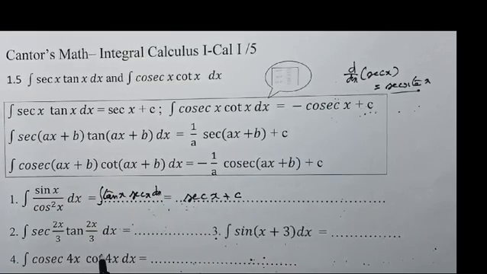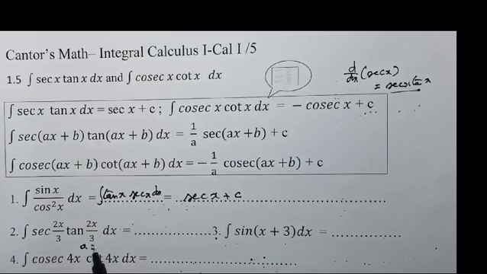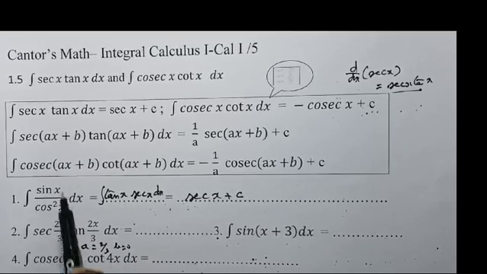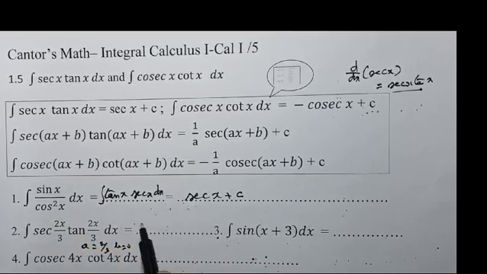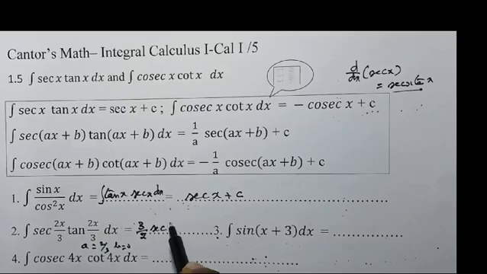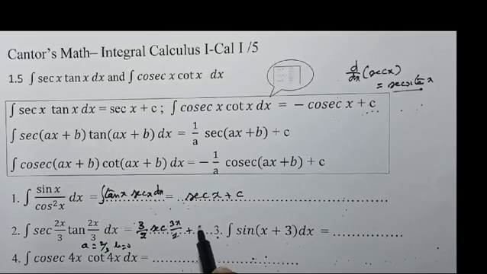Problem number 2. Here a equals 2 by 3 and b equals 0. Integral of secant of (ax plus b) into tan of (ax plus b) is 1 by a secant of (ax plus b). 1 by 2 by 3 is 3 by 2. So, 3 by 2 secant of 2x by 3 plus c.